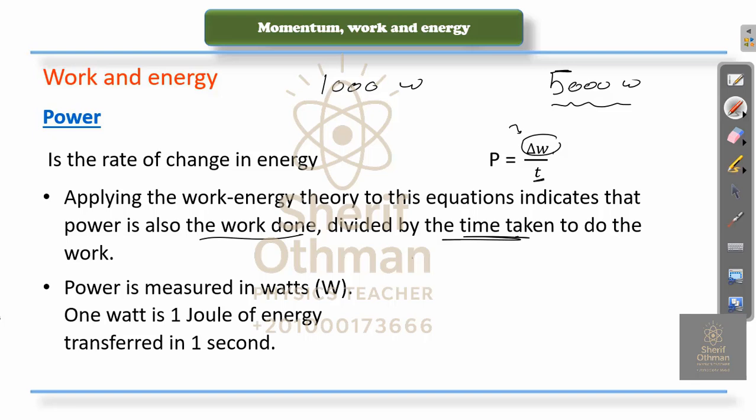The power has a measuring unit of what? It is 1 joule per second, meaning 1 joule transferred in 1 second.